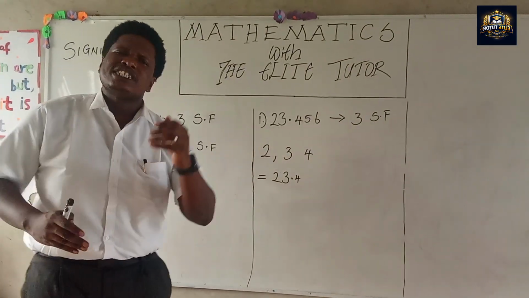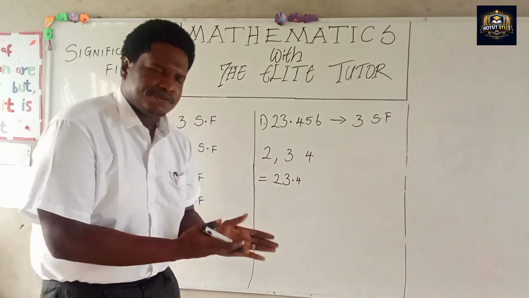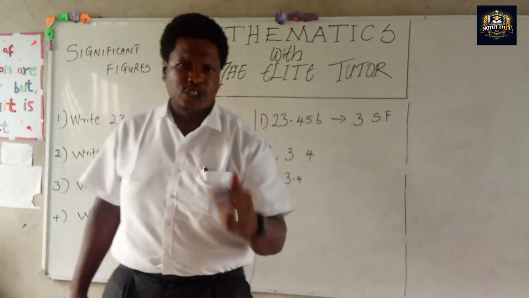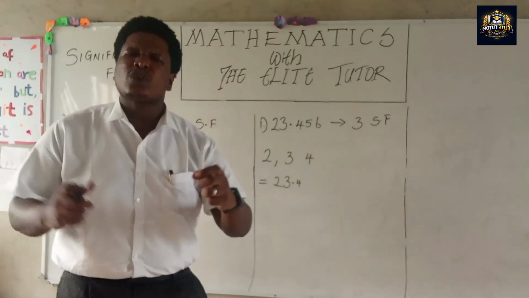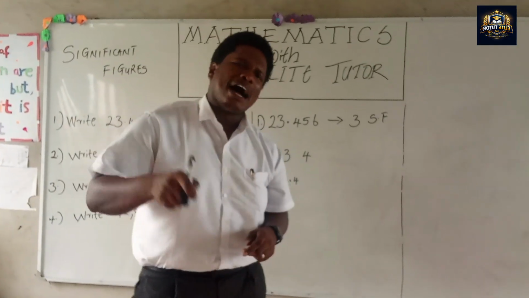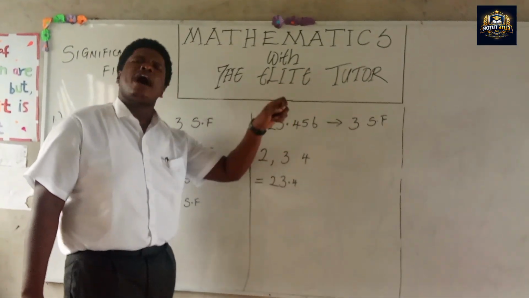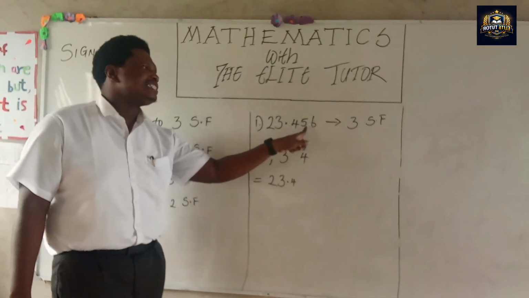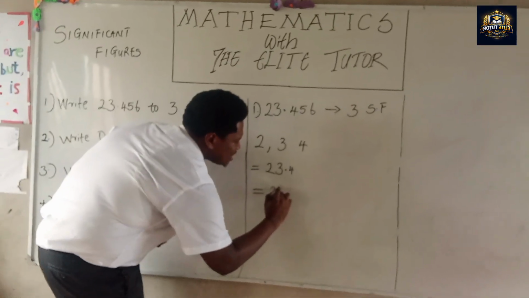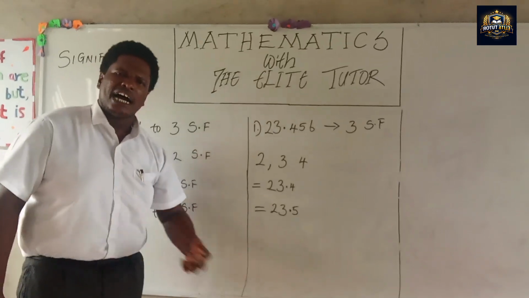But the number after 4 is 5, and 5 falls within the range of numbers from 5 to 9. And like I said in our earlier video when we taught approximation, numbers that fall between 0 to 4 are rounded down, and numbers that fall between 5 to 9 are rounded up. And when a number is rounded up, it is increased by 1. So since the number after our third significant figure is 5, that means our 4 is going to be increased by 1. So our final answer will be 23.5. And this is to 3 significant figures.